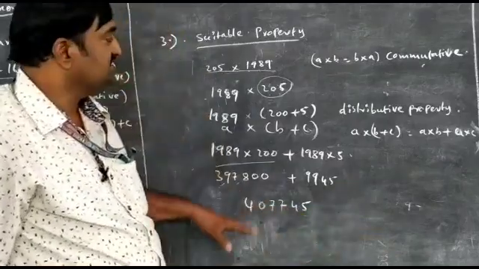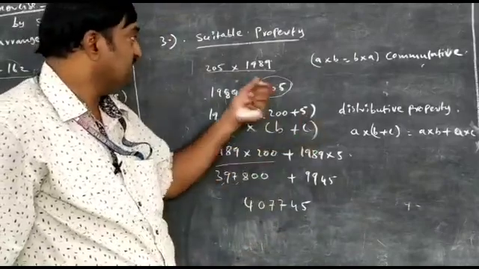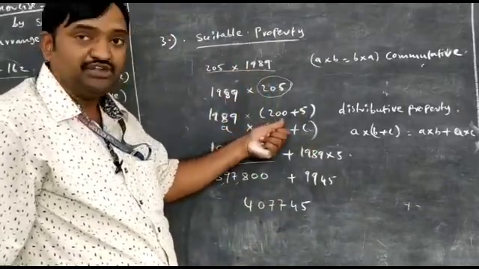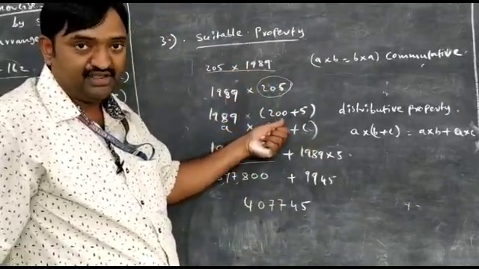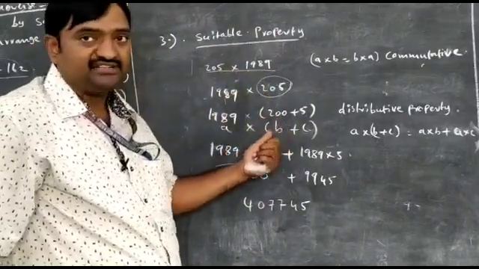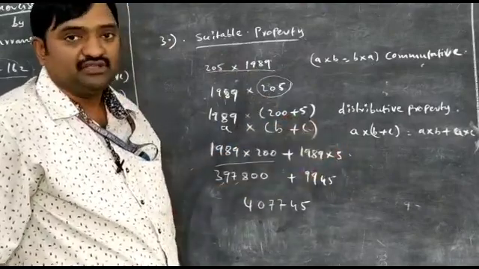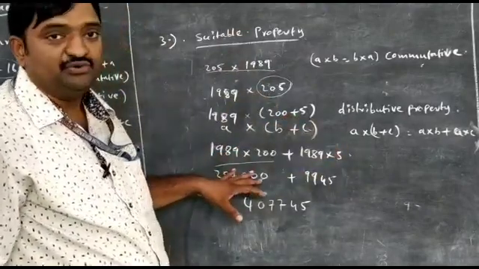4,07,745 is the answer. In this way, use it for the second sum and observe the same way. Any one number you split into A plus B. Of any two numbers, take any one number and split it using the A plus B method. If you change it this way, it is very easy to solve the answer. Use the property and do the second sum.